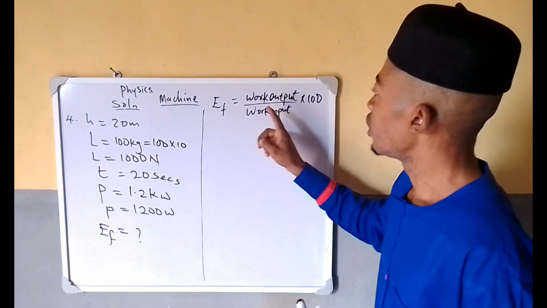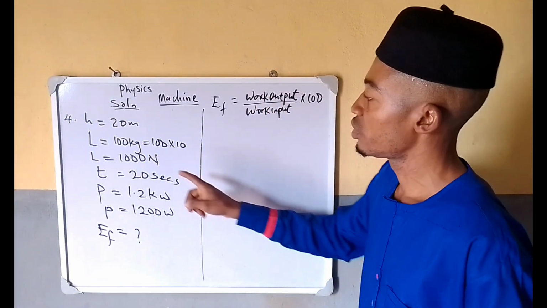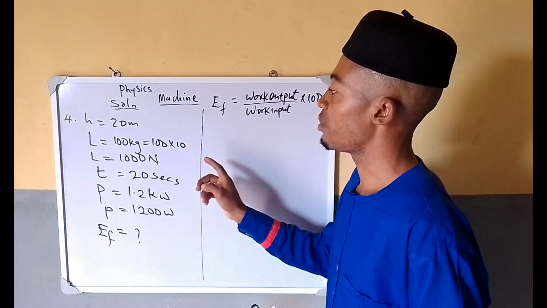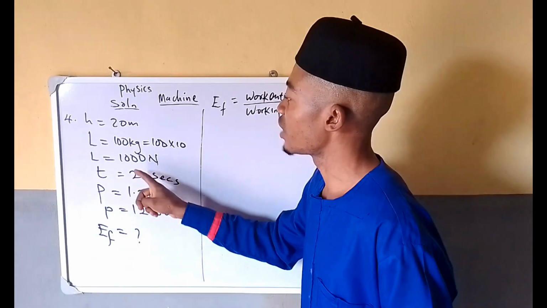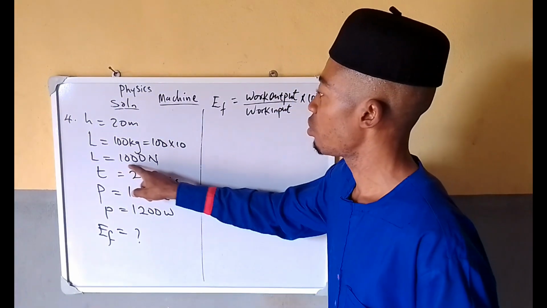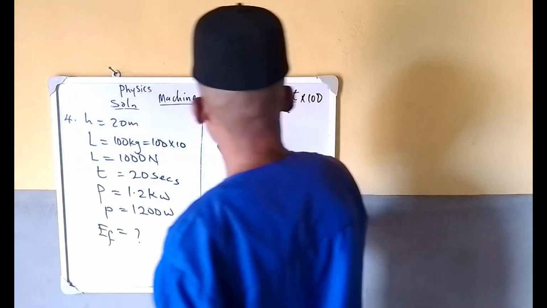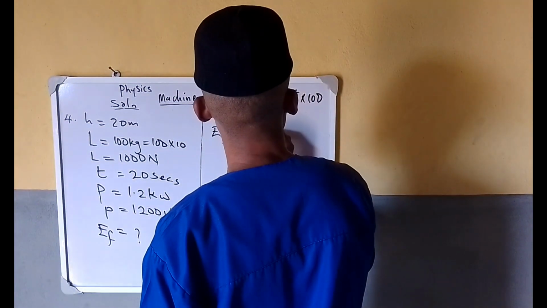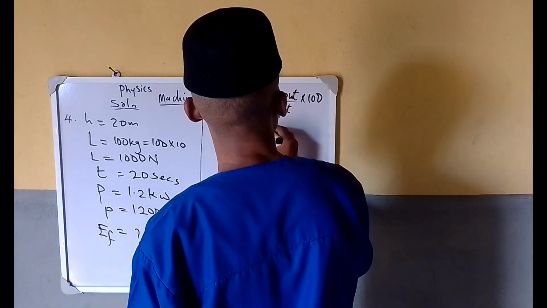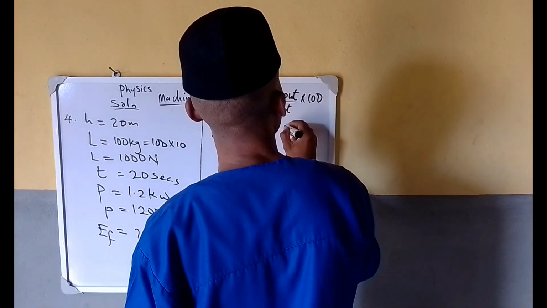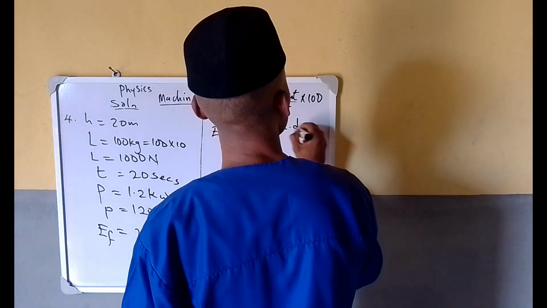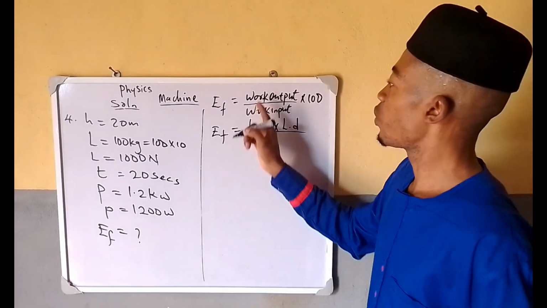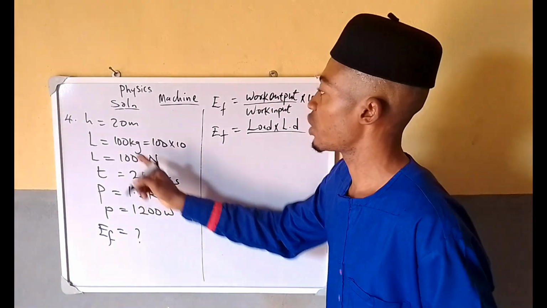So now, let's look at the work output in the question. The work output is the work that is done by the machine, and the work done by the machine is the same as the load multiplied by the load distance. So I can rewrite the expression for work output to be equal to load multiplied by load distance. So the work output is the same thing as the load multiplied by the load distance.